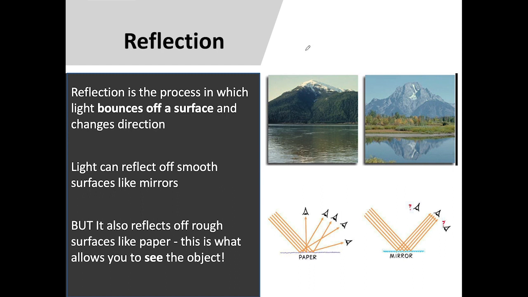So reflection is the process in which light bounces off a surface and then changes direction. It comes at a surface and then it's going to bounce right off.